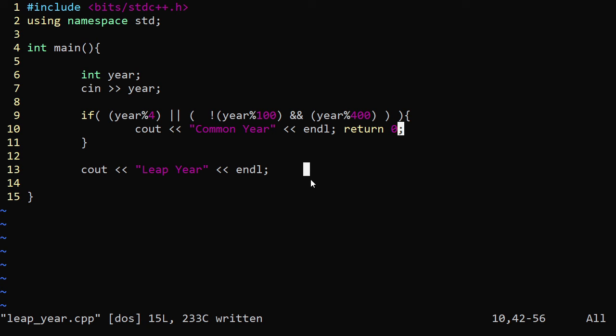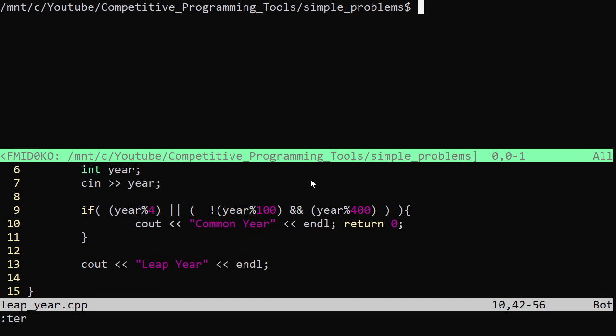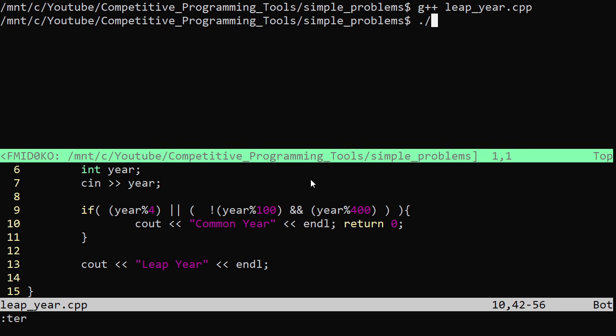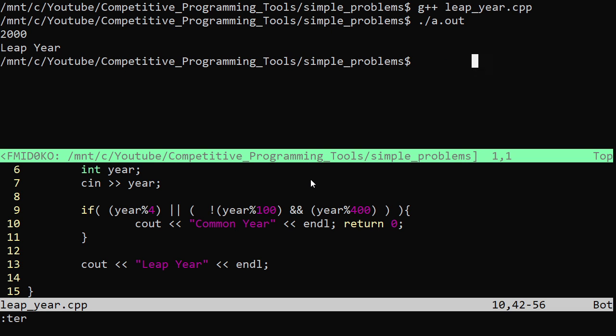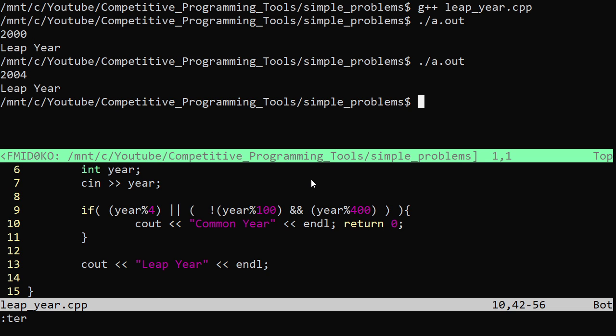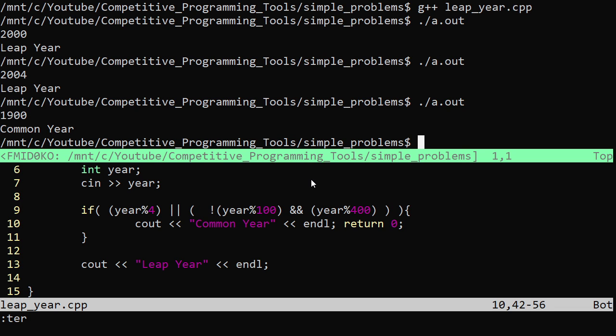Let's go ahead and test this real quick. Make sure to write this and open a terminal here. So here we just compile this and run it. Was 2000 a leap year? Yes, it was a leap year. Was 2004 a leap year? Yes, it was a leap year. Was 1900 a leap year? No, 1900 was a common year.